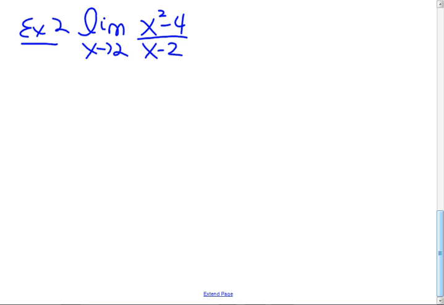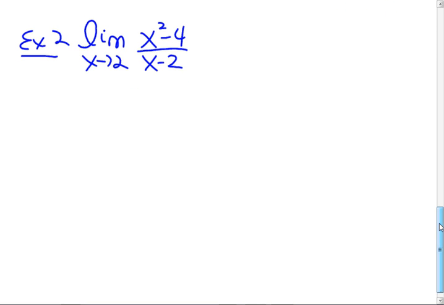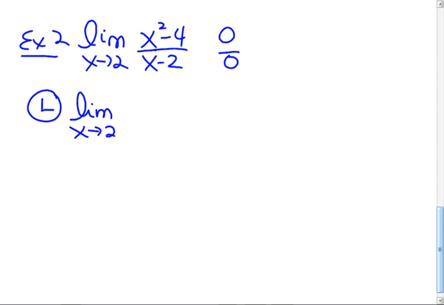What do you do first? Put in the 2. What do you get when you put in 2? 2 squared minus 4, that gives me 0, and 2 minus 2 is 0. So I can use L'Hopital's rule. If you get a number divided by 0, nope. If you get infinity over infinity, you can also use L'Hopital's rule. So I just like to write that. So it's the limit as x approaches 2, and all you have to do is take the derivative of this. Do you remember how we did this in class? Remember how we factored this?